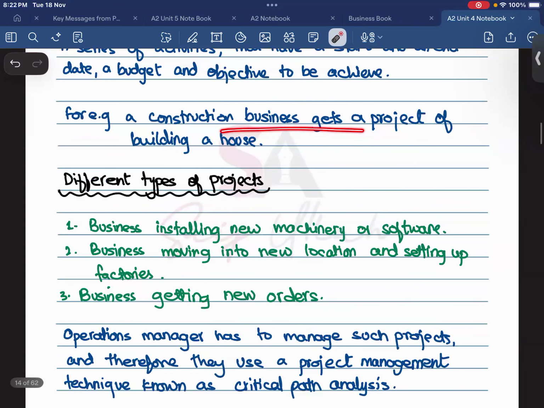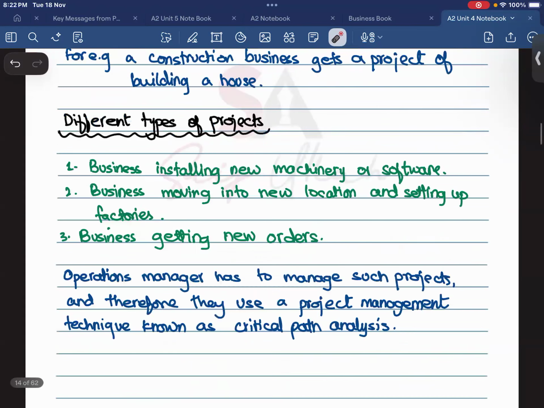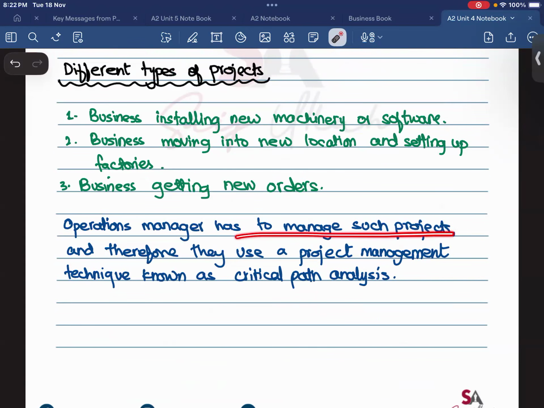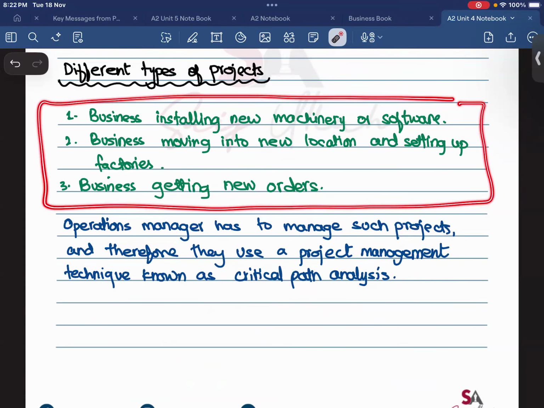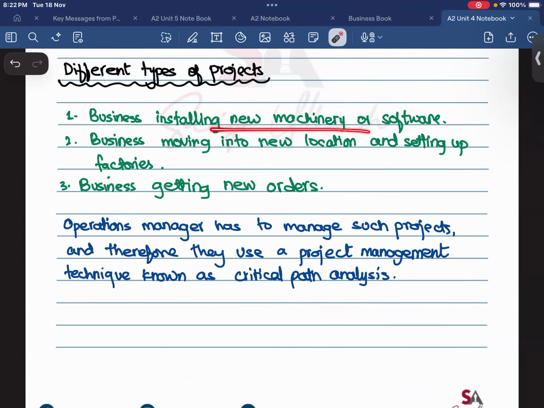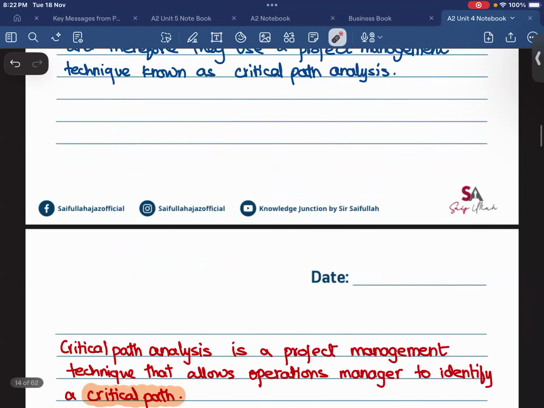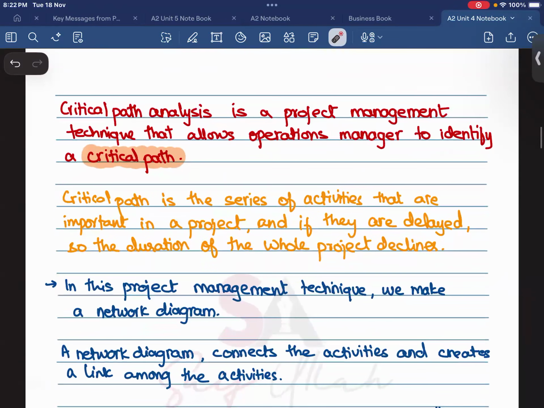For example, a construction business gets a project of building a house. So they have a project that they need to complete. The operations manager has to manage such projects and complete them on time, and therefore they use the project management technique known as critical path analysis. Here are some examples of the types of projects a business usually has: converting to new machinery, introducing new software in the business, the business moving into a new location and setting up factories, or the business getting some new orders. All the projects need to be completed on time by using the project management technique known as critical path analysis.